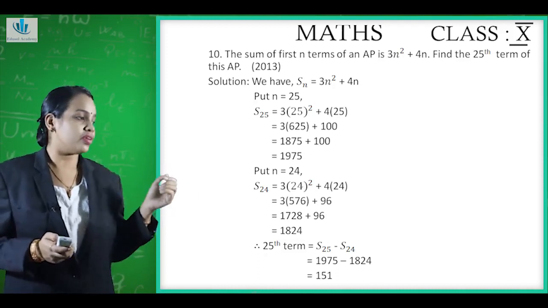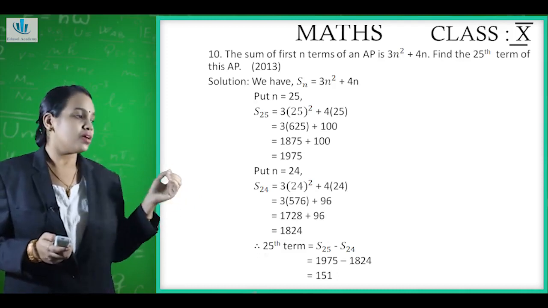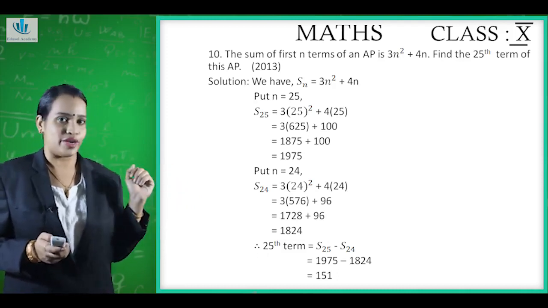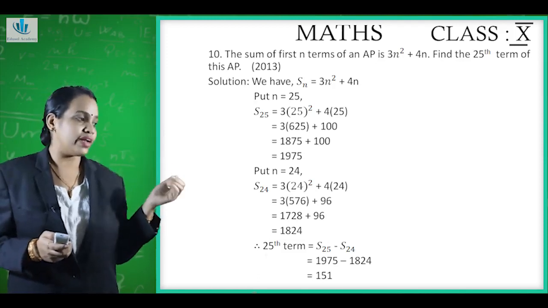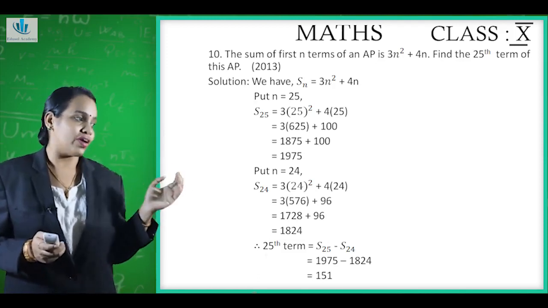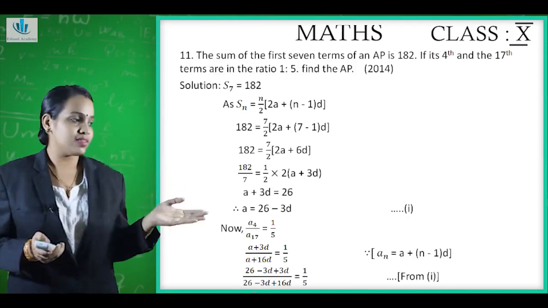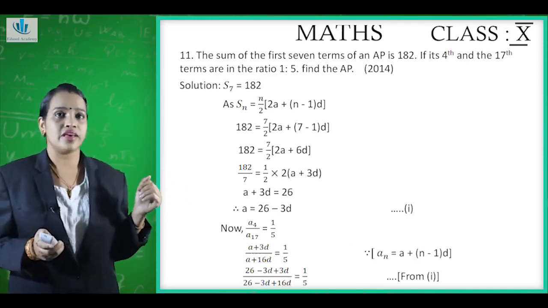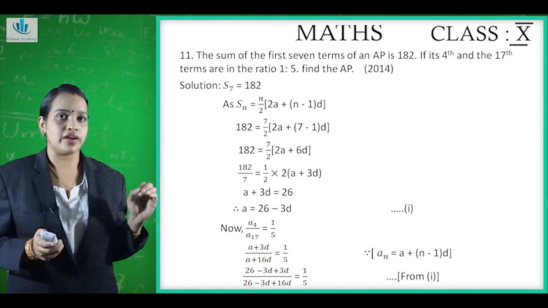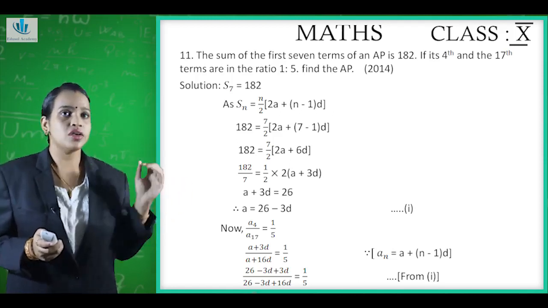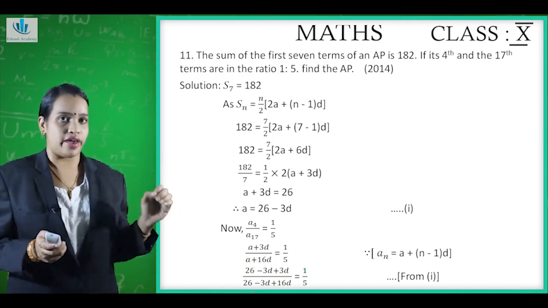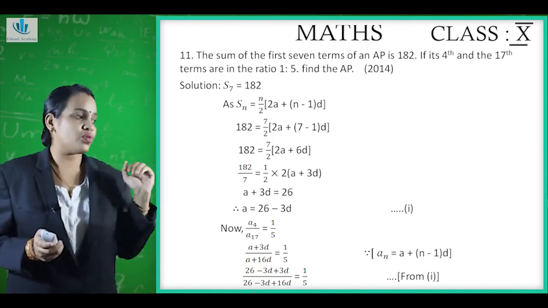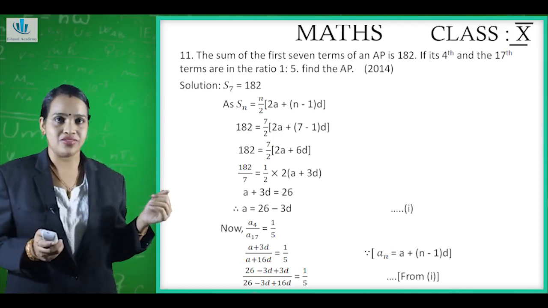Therefore the 25th term we will get is S25 minus S24, which is equal to 1975 minus 1824, which is equal to 151. Now the next sum. The sum of the first 7 terms of an AP is 182. If its 4th and the 17th terms are in the ratio 1:5, find the AP. This question has appeared in the year 2014.